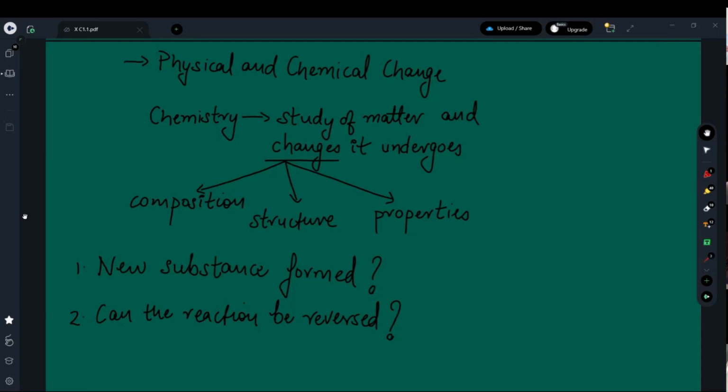Adlin, what is a physical change? Can you give me an example? Ice melting, sir. Ice melting, right? Isn't it? Right? That's a physical change. And when Trisha said a new substance is formed, in a physical change, the substance remains the same, isn't it?